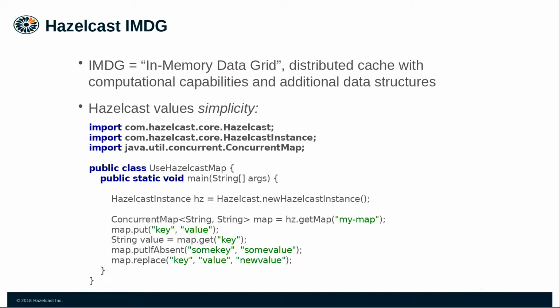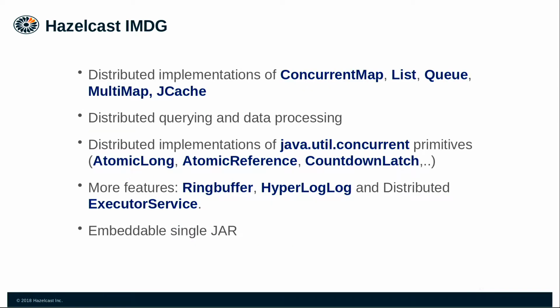I don't know if anyone has heard of Hazelcast before? IMDG? Okay. So if you know, Hazelcast is an in-memory data grid, like a distributed cache, just a simple example of how you can use Hazelcast to access the data. And it has all these different features, like distributed implementations of maps and queues and some other stuff, atomic longs, references, etc. It's just a single embedded jar.